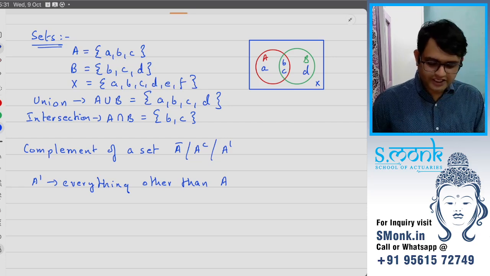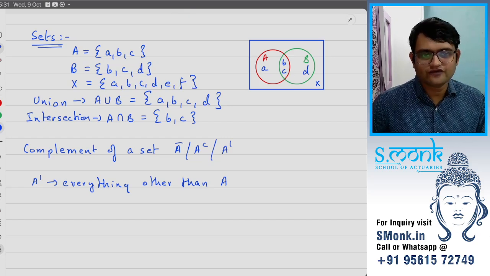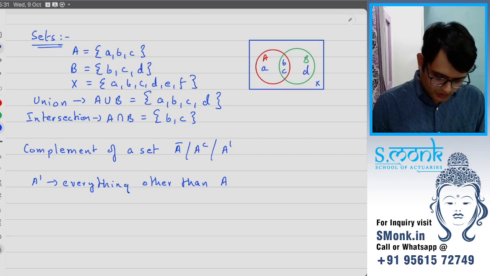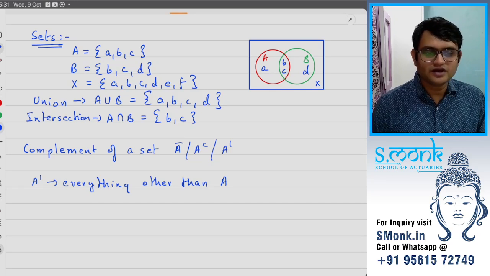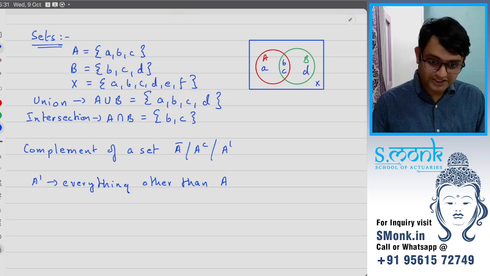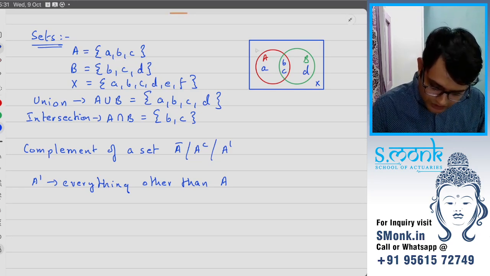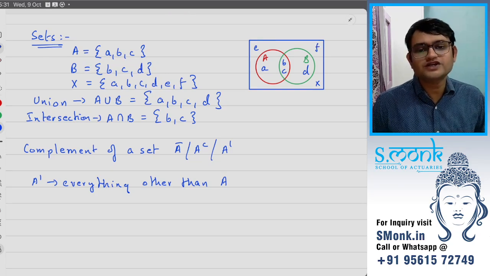Let's say my universal set contains A, B, C, D, E, F. But A union B contains only A, B, C, D, then E, F must be outside A and B. Okay, it is part of the universe, but it is not part of A and B.